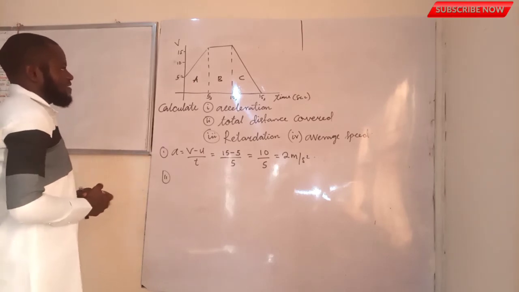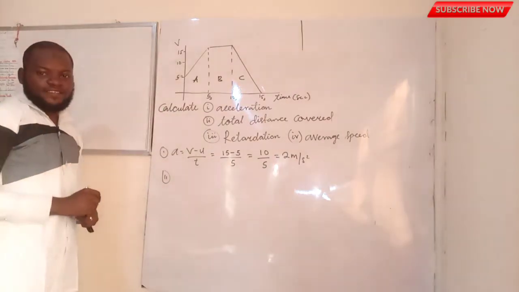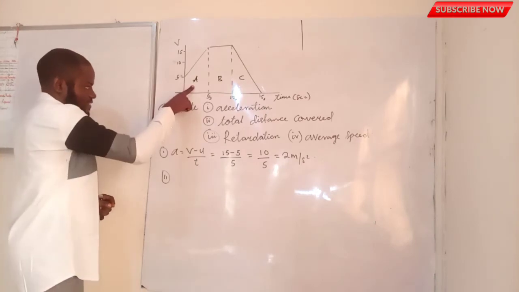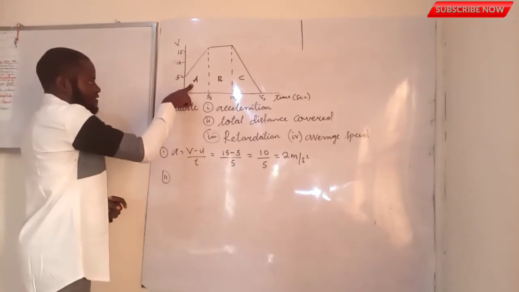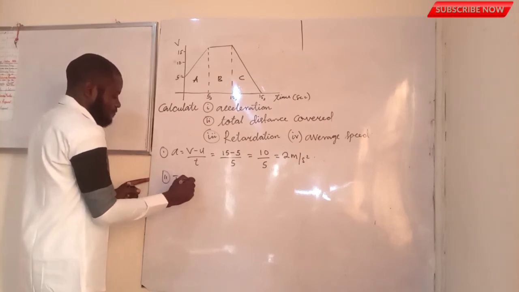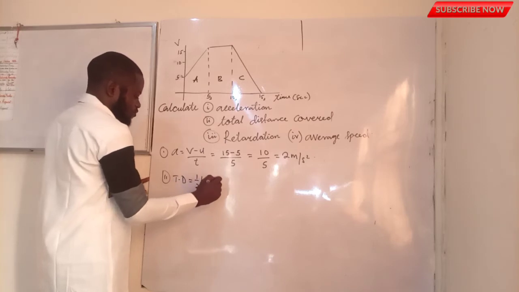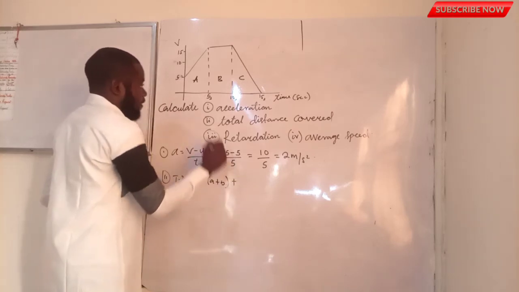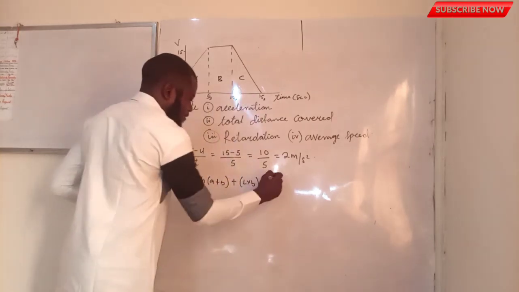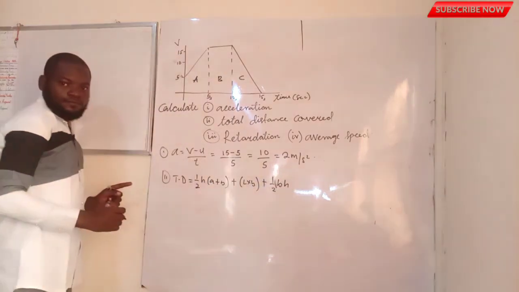Or in a nutshell, I can just consider this shape to be a trapezium, but let us not go there yet for better understanding. So let's see. This is A, which is a trapezium. So the total distance covered is going to be 1 over 2 h into A plus B, then plus a rectangle, length times breadth, plus a triangle, 1 over 2 base times height.